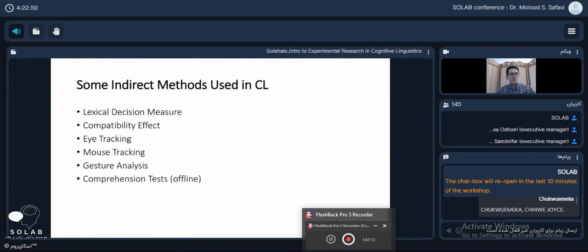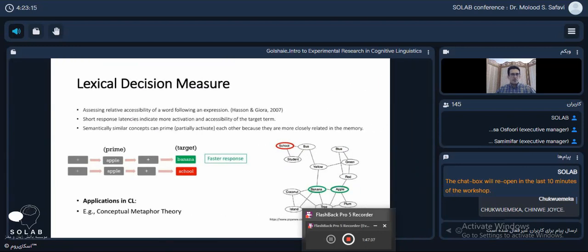So some indirect methods that are used in cognitive linguistics recently are lexical decision measures, compatibility effect, eye tracking, mouse tracking, gesture analysis, and comprehension tests. So we start with lexical decision measures. In a lexical decision task, you usually assess the relative accessibility of a word following an expression. So short response latencies show more activation and more accessibility of the target term.